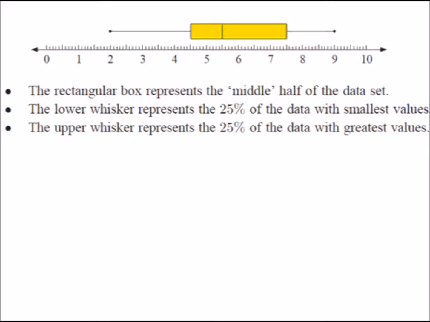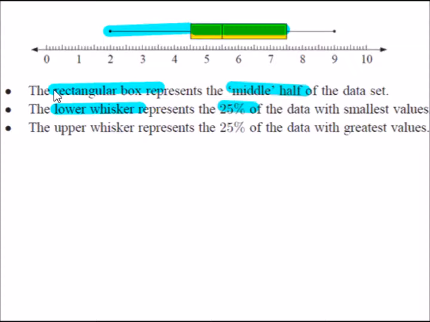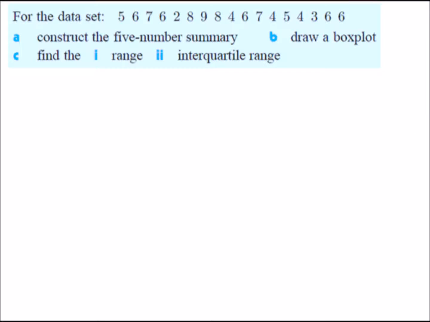So once again, our rectangular box represents the middle half or 50% of our data. The lower whisker is the bottom 25% of our data, and the upper whisker, that is the upper 25% of our values. So here we have an example.